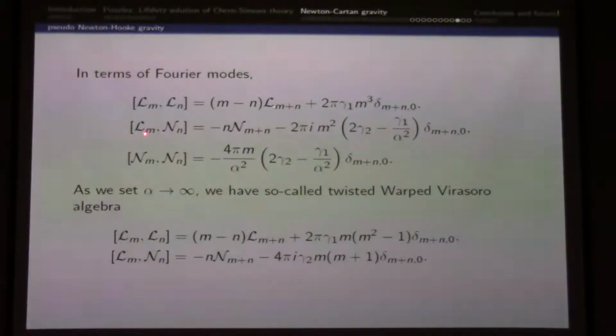So you can redefine these Virasoro generators. So you can remove the second line. You will get a Virasoro with U1 affine. But as alpha goes to infinity, you cannot do that. And this central term cannot be removed, and you are left with a different warped Virasoro. In literature, it is usually called a twisted warped Virasoro algebra.